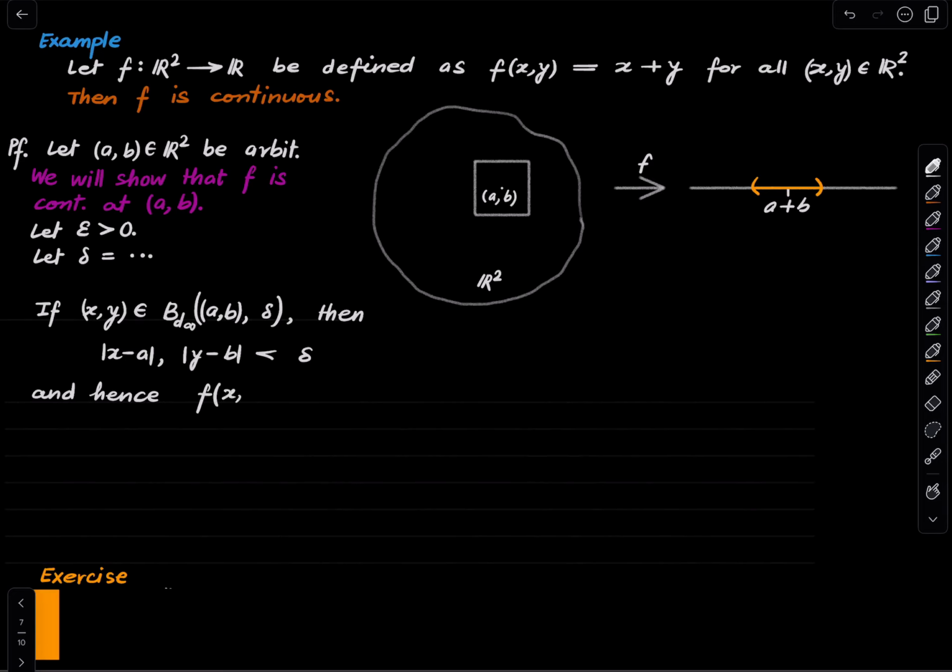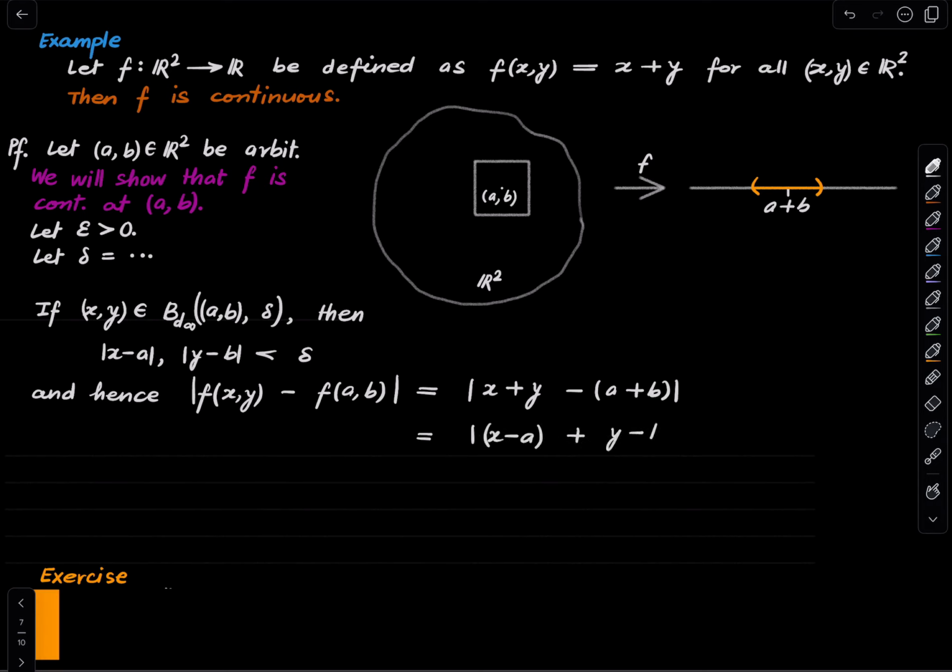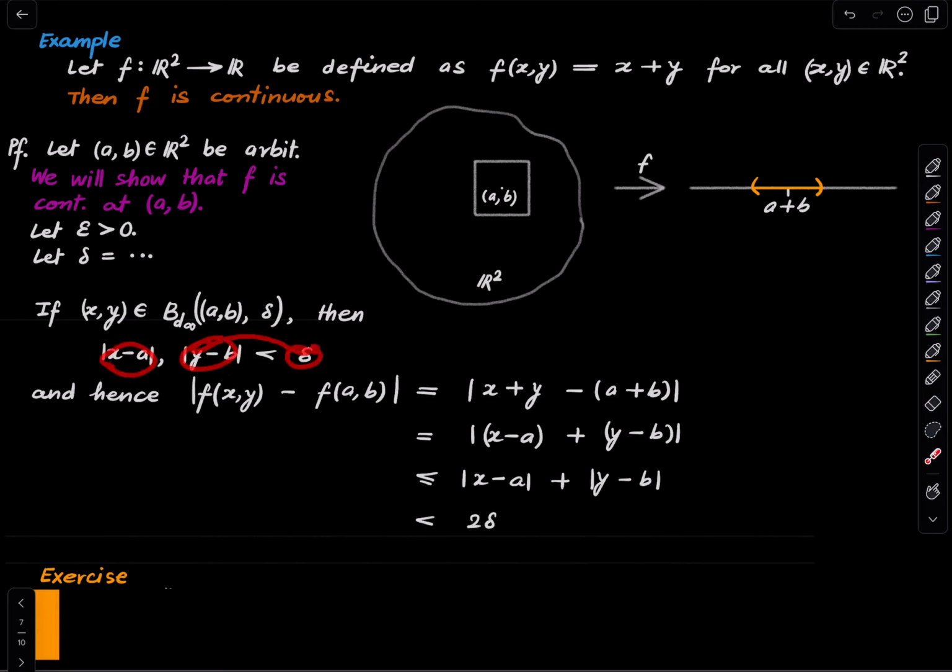f(x, y) minus f(a, b), this in absolute value is equal to, so far we have only employed the definition of f, and now we'll use the triangle inequality. But before that, let me massage this a little bit. Now by triangle inequality, this is less than 2 delta, because both of these are less than delta.